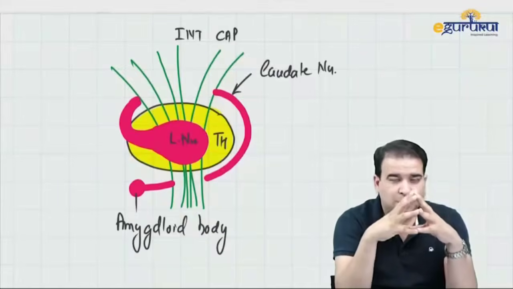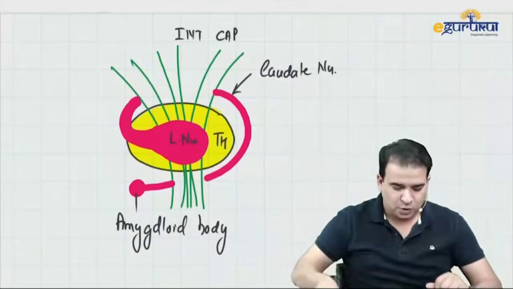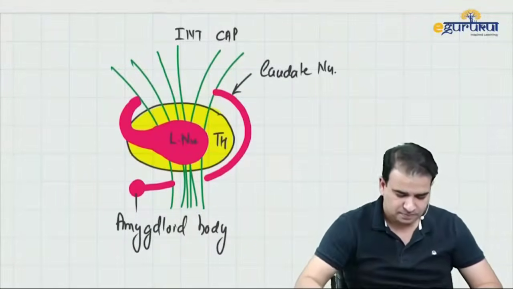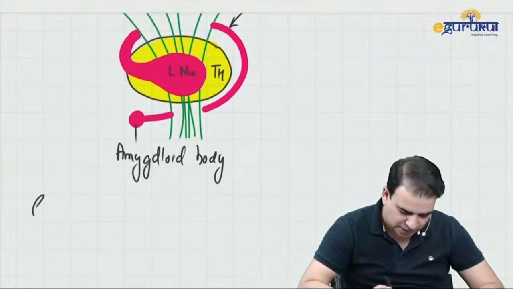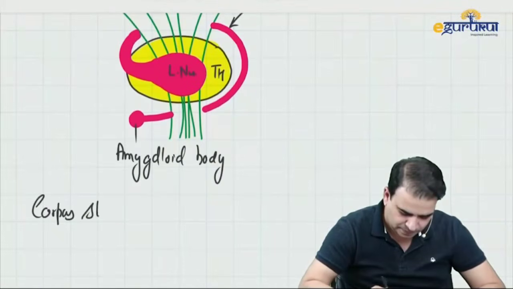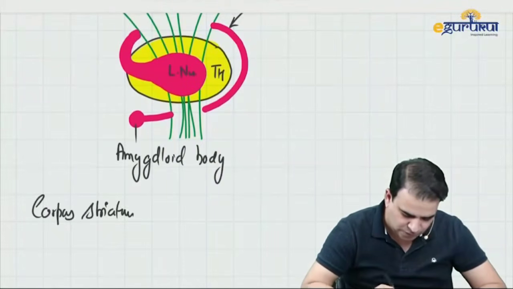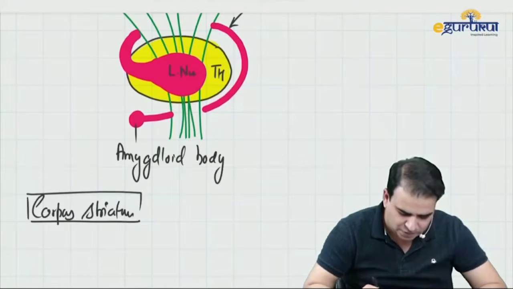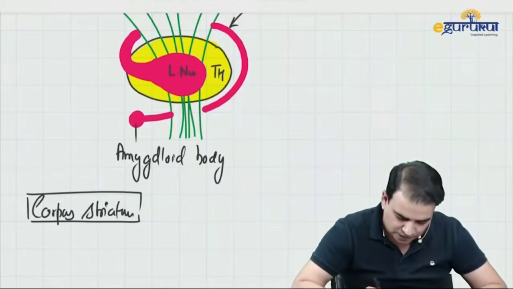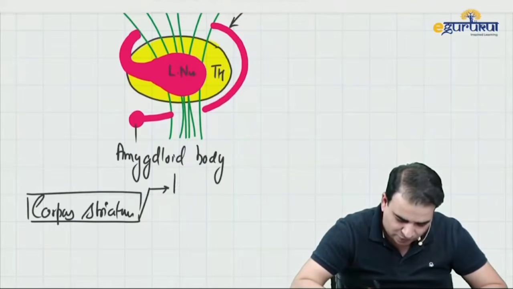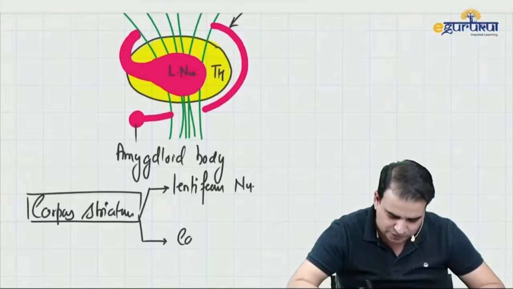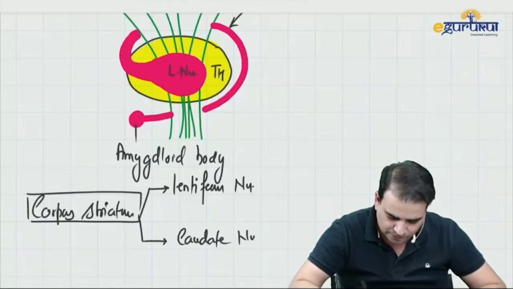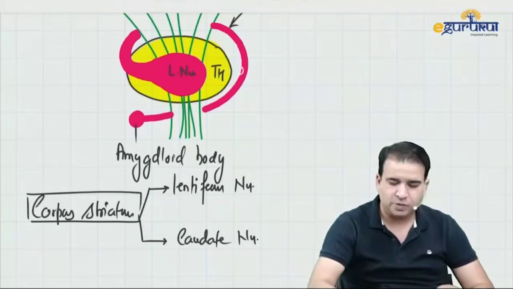Now, when you see the word corpus striatum, there is more than one thing inside the corpus striatum. I hope you drew this part. So guys, the word corpus striatum is a slightly vague term. Striatum is because of the striations inside. The corpus striatum has the lentiform nucleus, as well as the caudate nucleus inside.